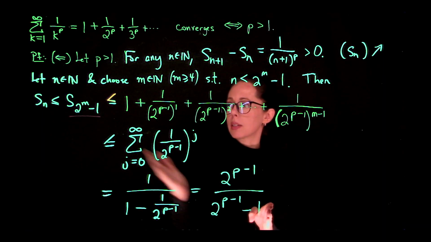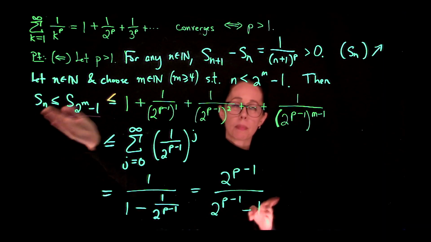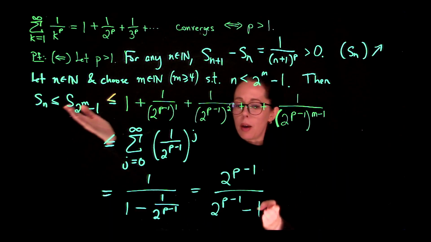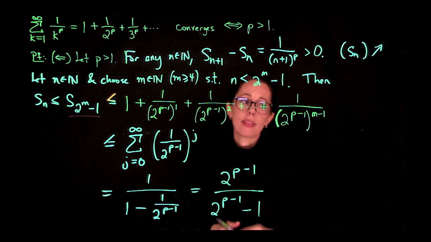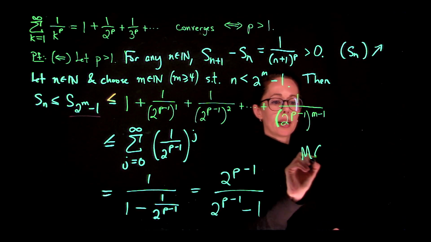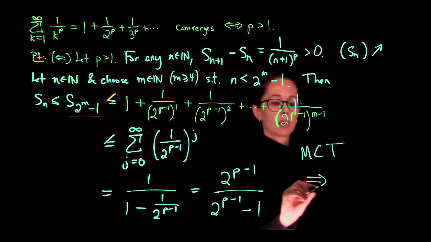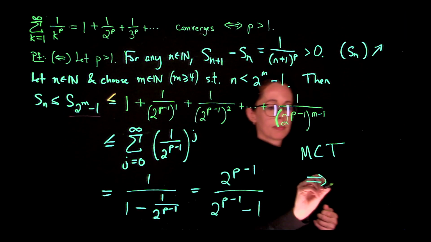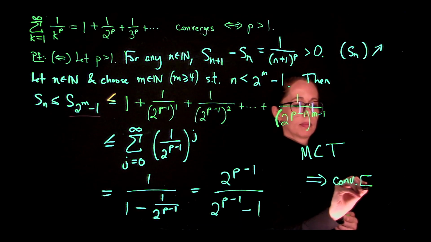So this upper bound is an upper bound for the entire sequence of partial sums, which means that our sequence of partial sums is both monotone and now bounded. And that tells us that it converges by the monotone convergence theorem. I'm just going to write that here. Since the sequence of partial sums converges, so does the series. And we're done.